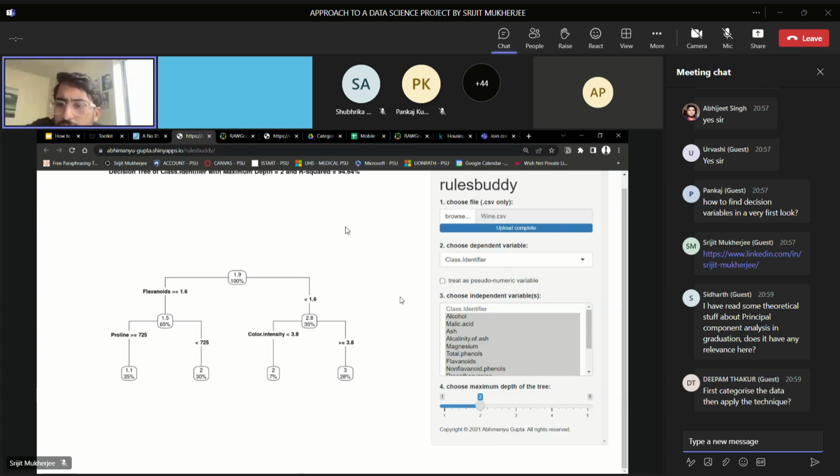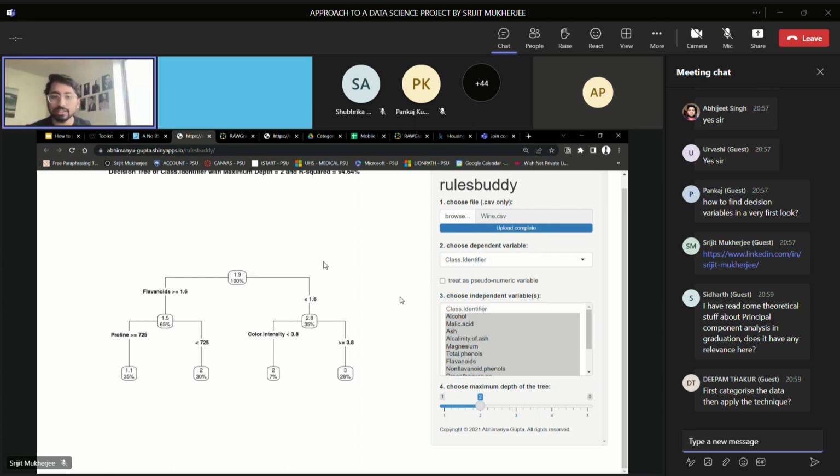I have read some theoretical stuff about principal component analysis in graduation. Does it have any relevance out here? Yes. So principal component analysis is nothing but it tries to find a direction, a mixture of all these quantities, that gives you the maximum amount of information. It gives you in a decreasing manner. So it doesn't have it apparently, but underlying it of course may have.